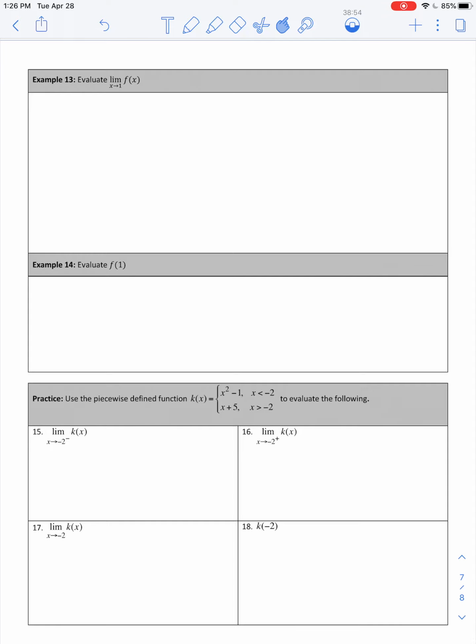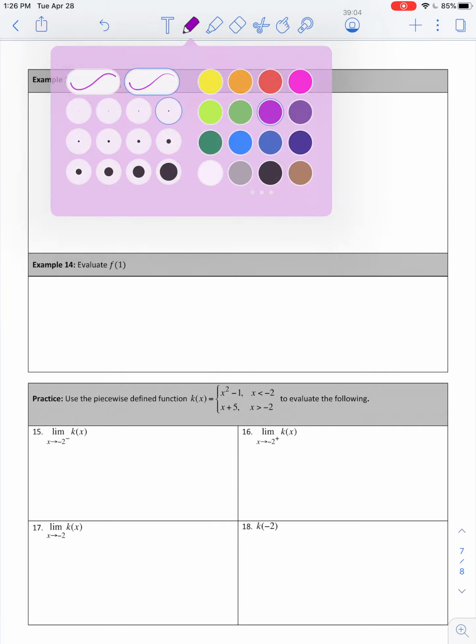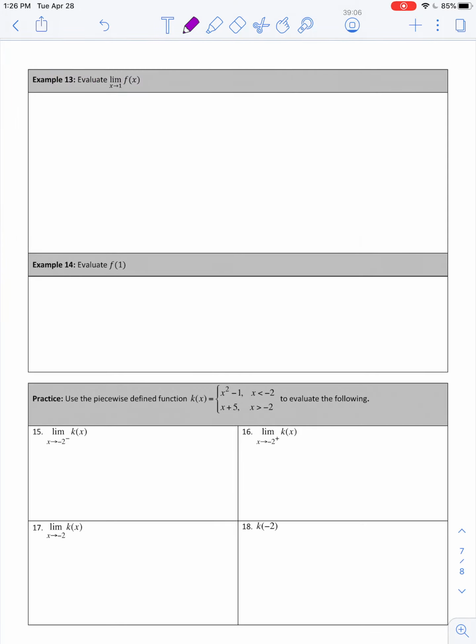Okay, so next we're told to evaluate the limit as x goes to 1 of f of x. And we've actually done all of the work in order to answer this question. So something that I want to remind you guys of is the fact that a limit as x approaches some number c of some function exists.